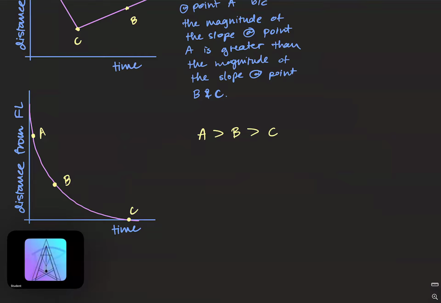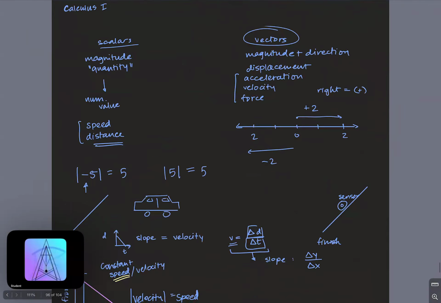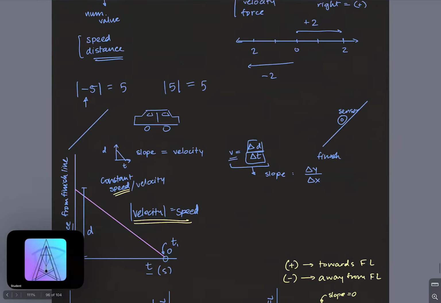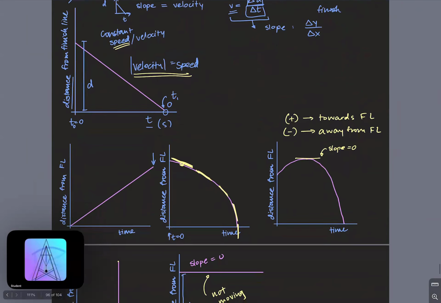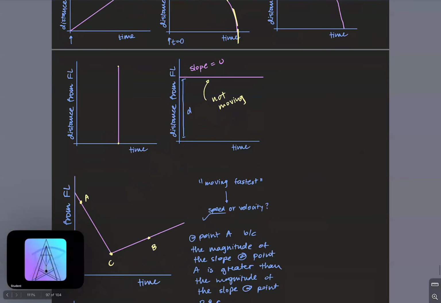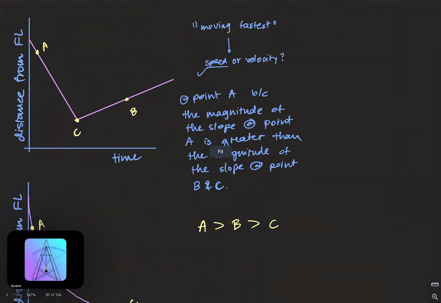Perfect. Okay, and do you have any questions about any of the things we've done today? We started out with what scalars and vectors are. We learned that the slope of a distance versus time graph is velocity. And then we looked at a couple of race car scenarios and also evaluated whether they were realistic or not.